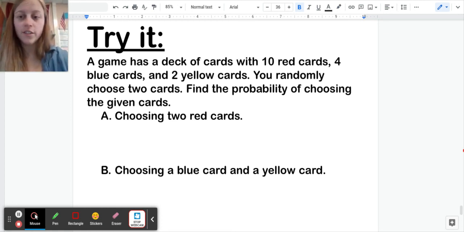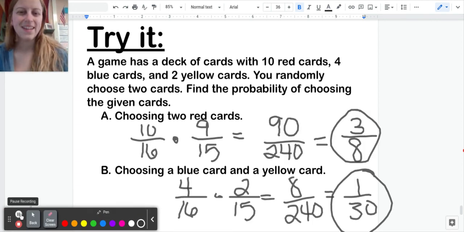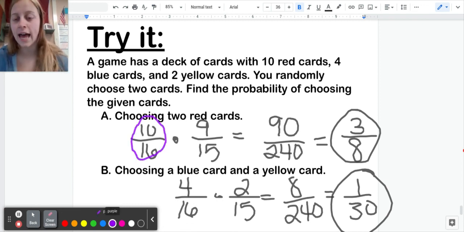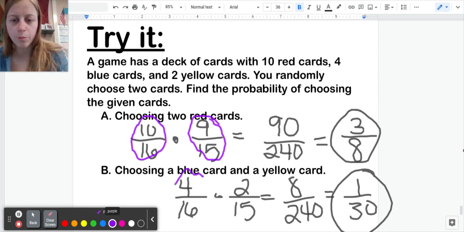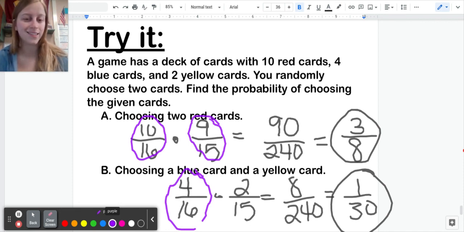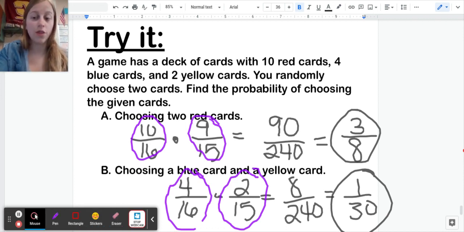And here are your correct answers to the you try. So for this first one, choosing the first red card, the probability was a 10 out of 16. The second red card, there's only 9 red cards left out of 15 total cards. Simplify that to 3/8. Here, the probability of a blue card is there's 4 blue cards out of 16 cards total. The probability of the next card being a yellow card. Well, there's still 2 yellow cards, but there's only 15 cards total. Multiply them and simplify down to 1/30.